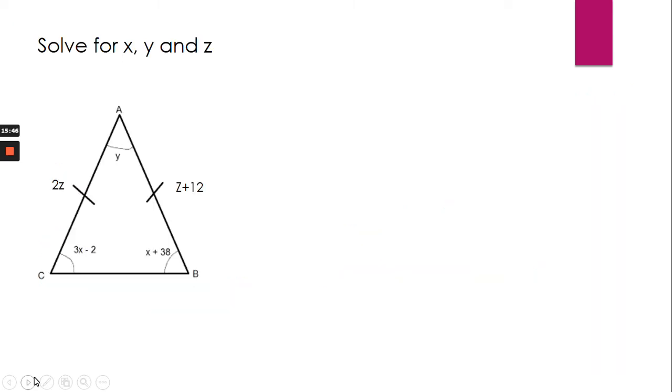Okay, next, let's have this isosceles triangle. We have here triangle CAB, an isosceles triangle. Let us solve for x, y, and z. Let's start by solving for x. If we want to solve for x, of course, we are going to use the expressions with the x variable. So we are going to use 3x minus 2 and x plus 38, and these are the measures of the base angles.